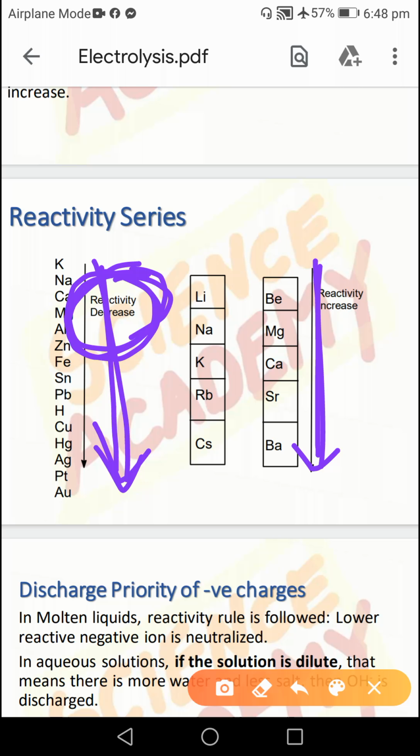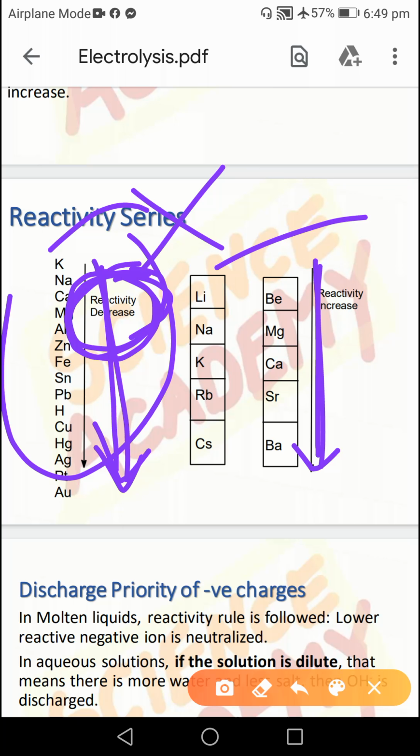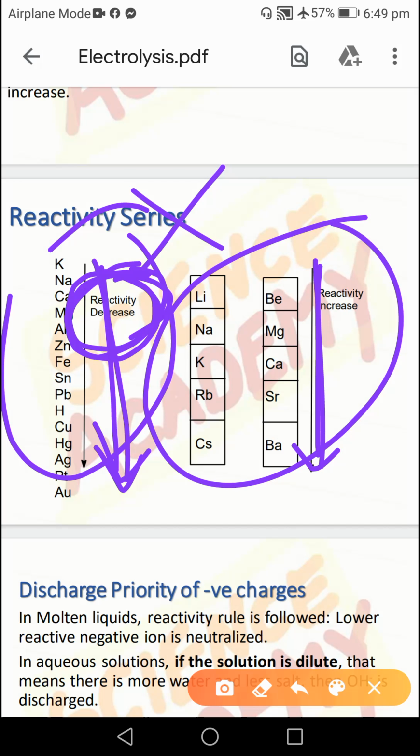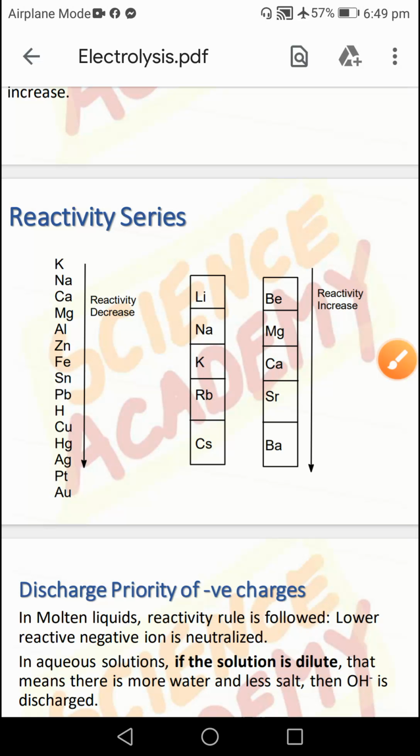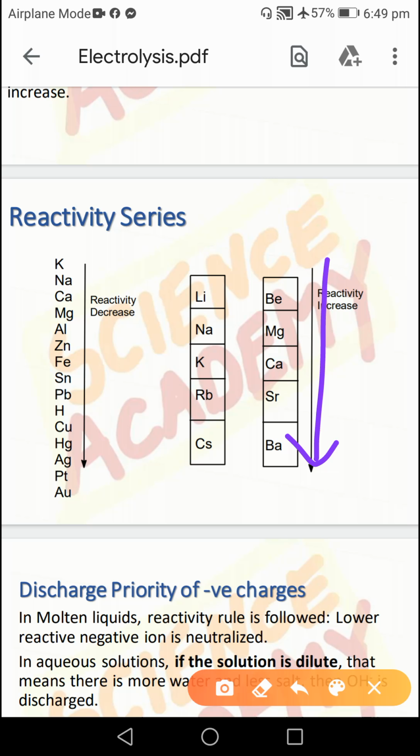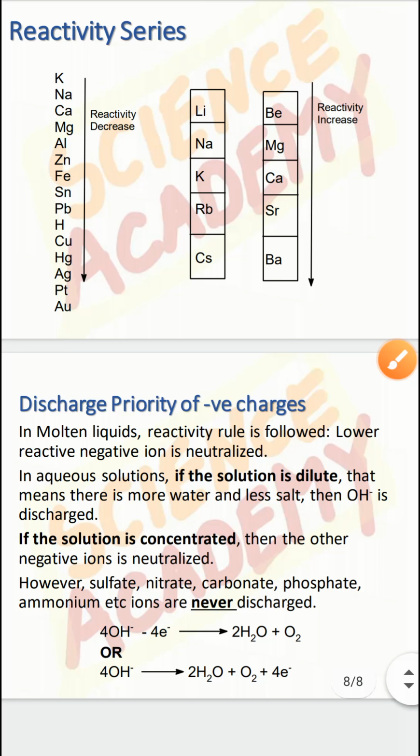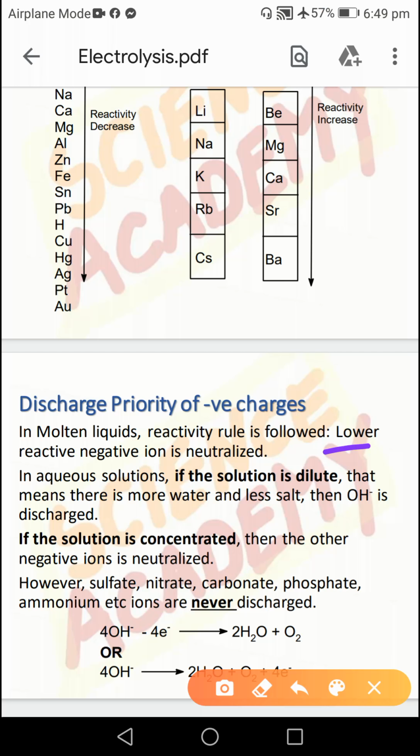Okay, and in case of non-metals, we don't have any such reactivity series, we just have groups. You know, metals and non-metals are opposite in nature, so the trend would also be opposite. That means if down the group the reactivity of metals increases, then down the group the reactivity of non-metals would decrease, but the rule remains the same. That means the less reactive ones get discharged. Or the lower reactive negative ion gets neutralized.